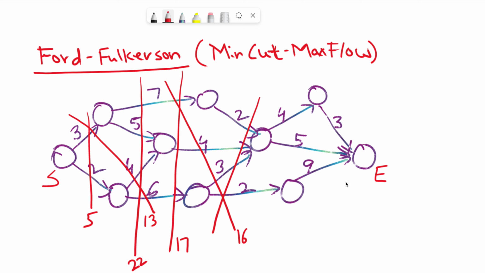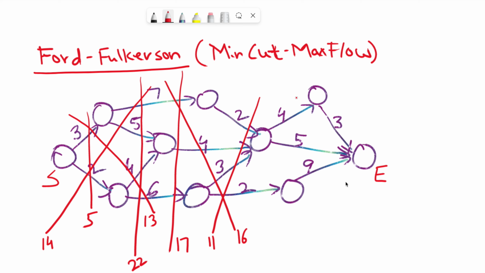This here is 2, 4, 3, and 2, so that's 11. Okay. This one here is 7, 5, and 2, so that is 14. Okay. Did I miss anything? We got through this. We got through this one, this one, this one, that one, this one here.